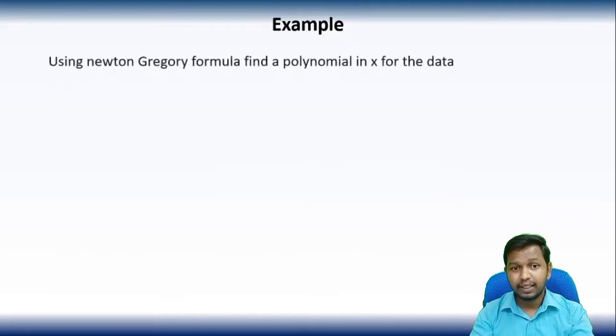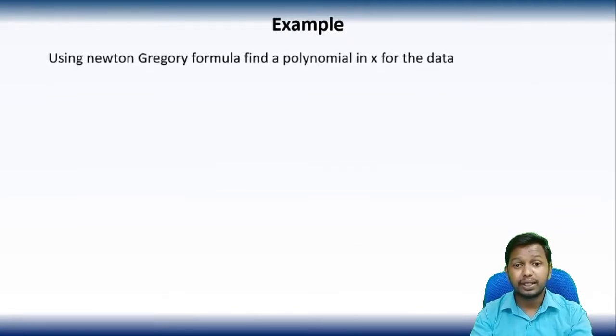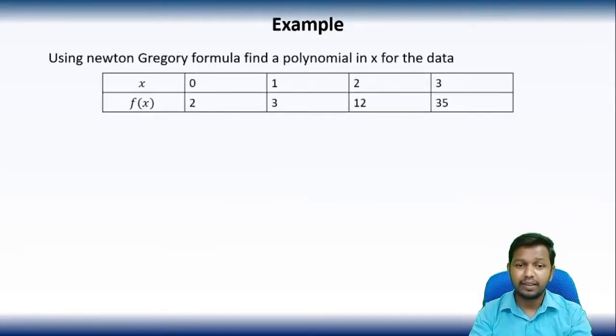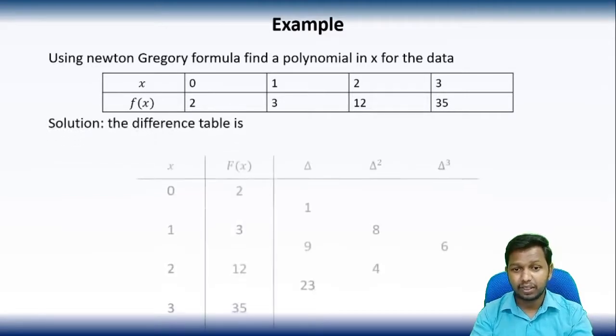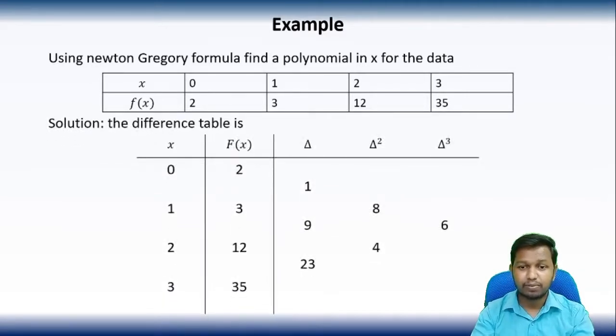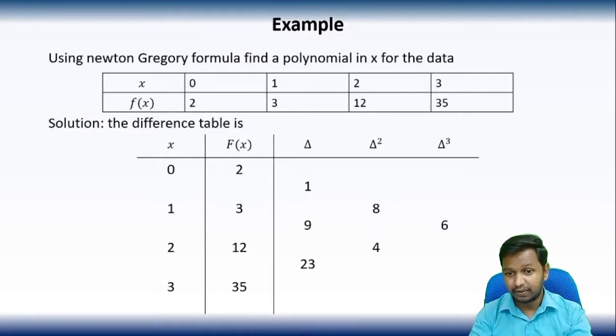See the next problem. Using the Newton-Gregory formula, find the polynomial in x for the given data. This is the given data. X equals 0, 1, 2, 3. Corresponding functional values are 2, 3, 12 and 35. Let's see the solution. As usual, the first process is to find the difference table. This difference table we have to consider.